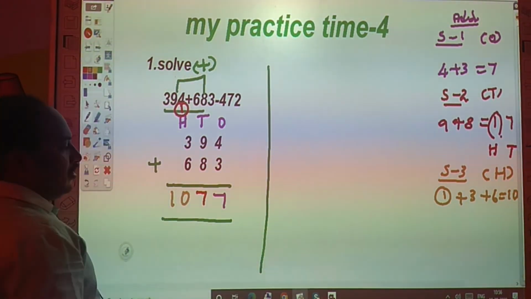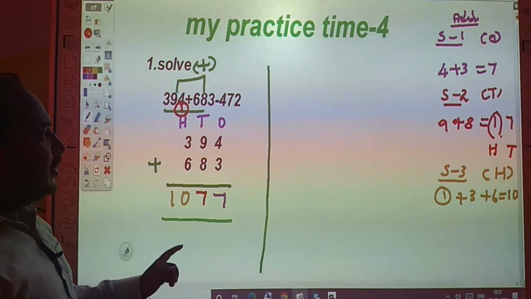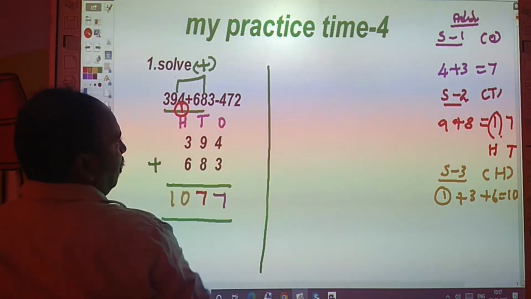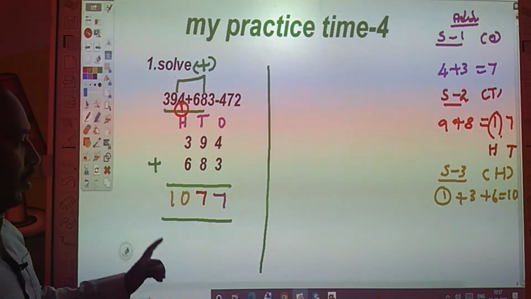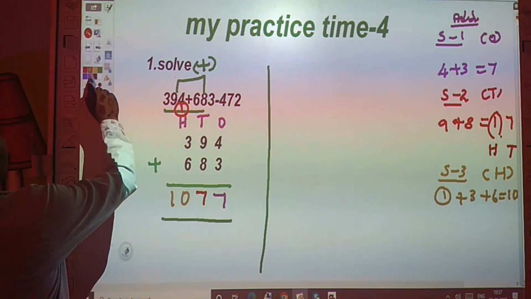So our answer is 1077. We want to subtract 472 from our answer.